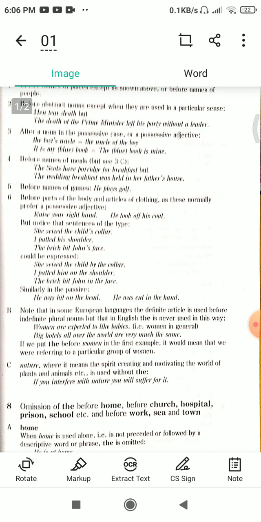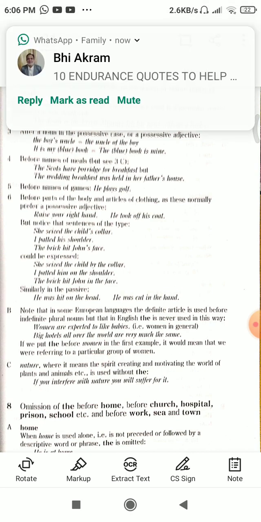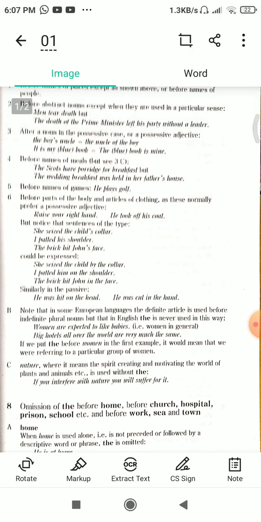Number 3, after a noun in the possessive case or a possessive adjective. For example, the boy's uncle, it means the uncle of the boy. It is my blue book, it means the blue book is mine.